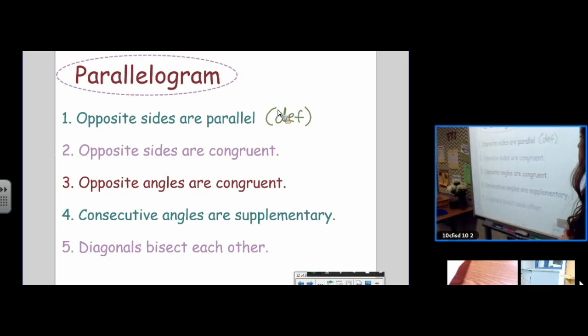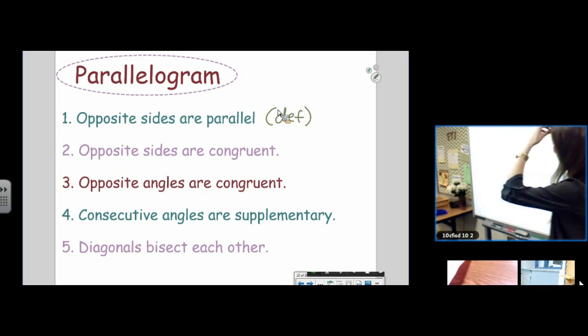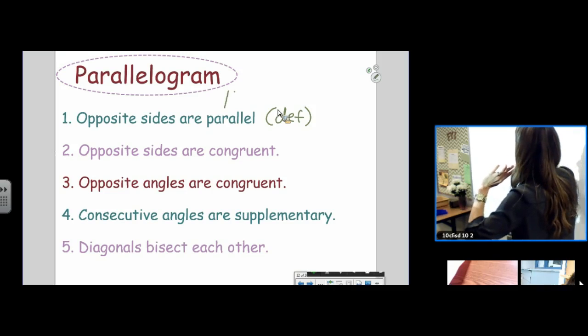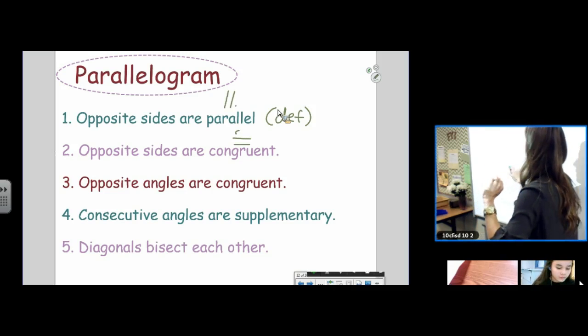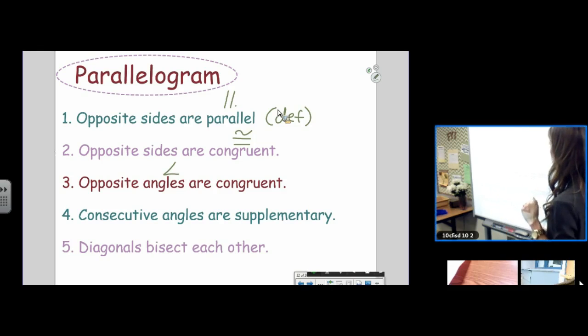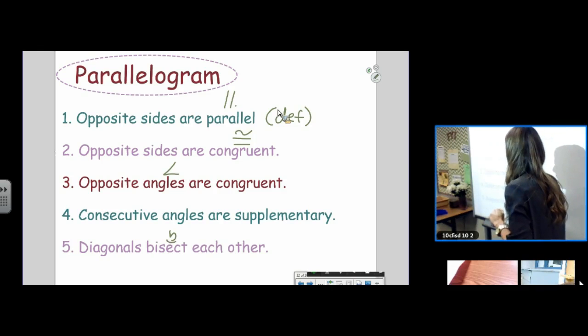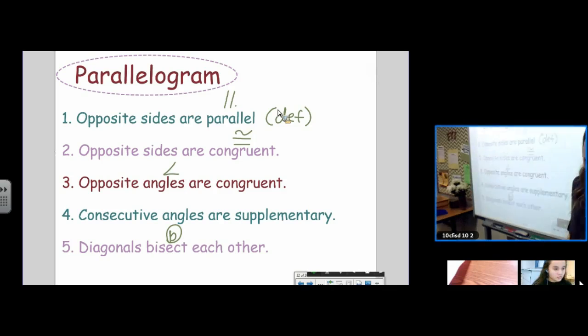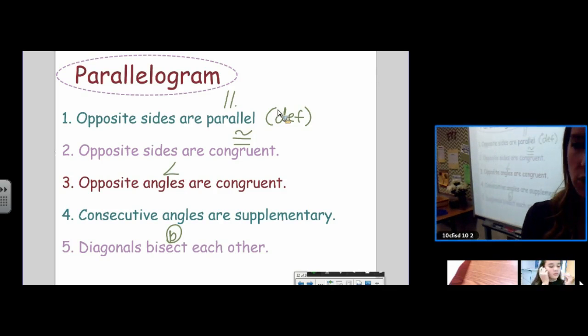So when you're writing these properties, to be able to write it quicker, you can use symbols like parallel and congruent, and you can use this for angle and this for bisect. So you have lots of symbols at your disposal for when you want to shorthand write these in your notes.